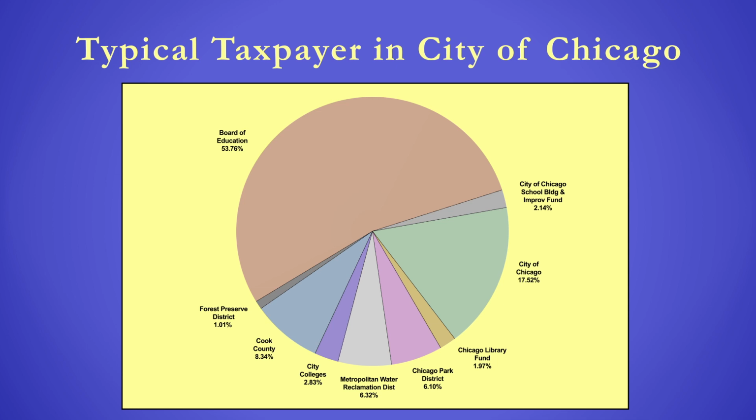Cook County and the Forest Preserve add up to about 9% of a normal tax bill. City Colleges of Chicago are about 3%, and the Metropolitan Water Reclamation District and the Chicago Park District are each about 6% of a typical Chicago tax bill.